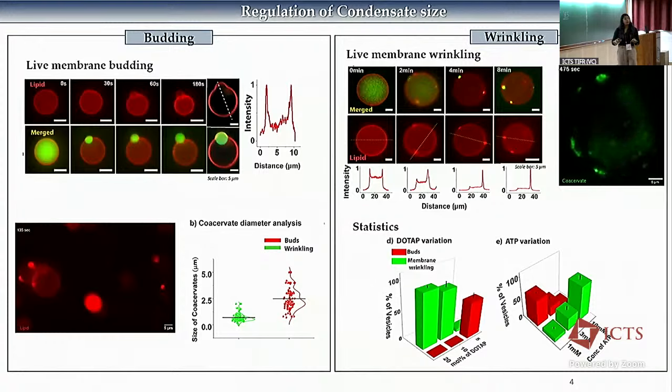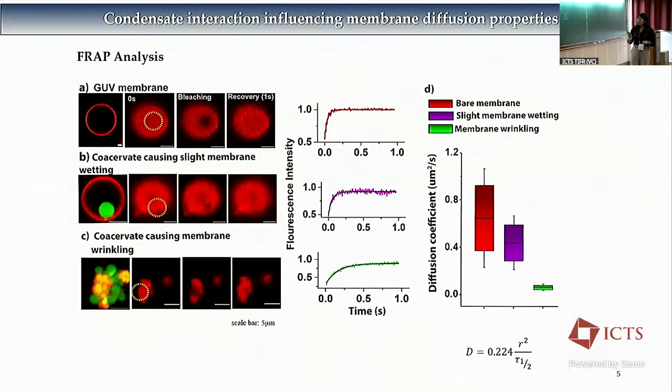Since we saw this local fluorescence intensity increase, we were intrigued whether the lipid membrane properties also change in this region. To reconfirm that, we do fluorescence recovery after photobleaching. Basically, you bleach a region of your membrane and then check for the recovery. This is an indication of how fluid your system is. This is a GUV membrane without any condensate on it, and you see a very beautiful recovery of fluorescence, and the diffusion coefficients are also pretty high.